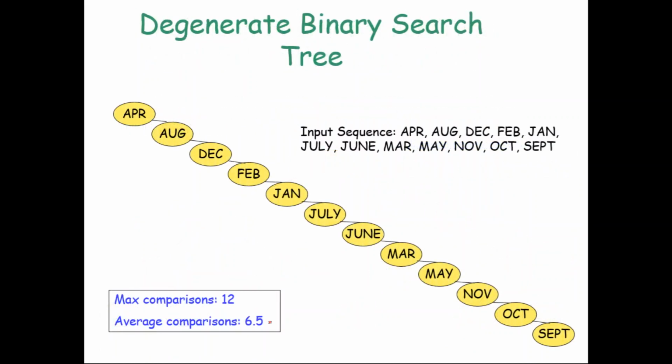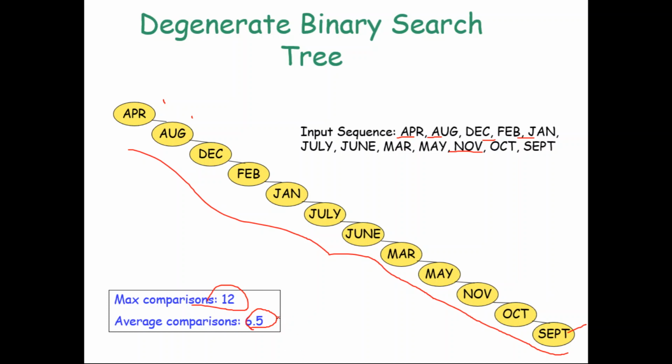Again, if you see this particular tree, if the input is given in alphabetic order, A comes first, April, then August, then December, then it becomes a skewed binary tree. Now the maximum comparison is 12. To identify September, you have to make 12 comparisons, and the average comparison is 6.5. So it is 1 plus 2 plus 3 and so on up to 12, and if you divide by 12, you will get 6.5.